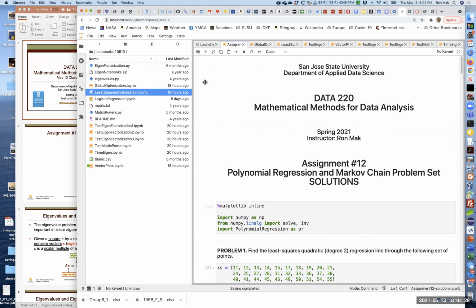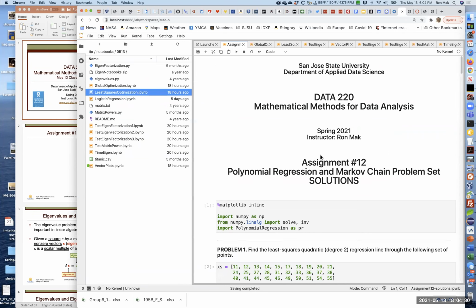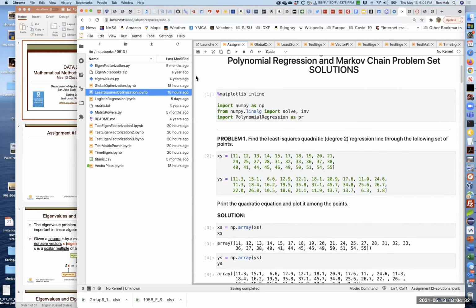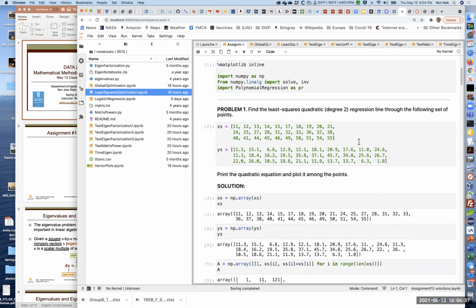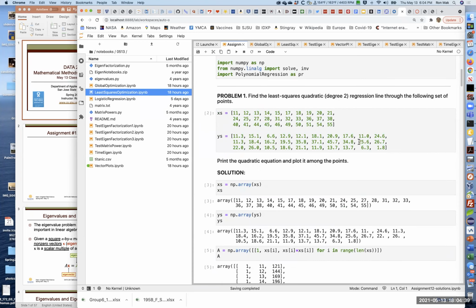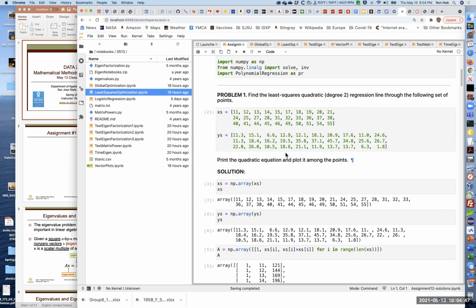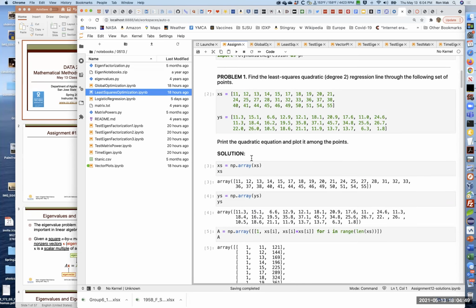Here we are, number 12, solutions. I imported a bunch of stuff. The first one was to find the least squares quadratic, which means degree 2 regression line, through the following set of points. These are the x's. Again, make an array out of them. That's always a good idea.